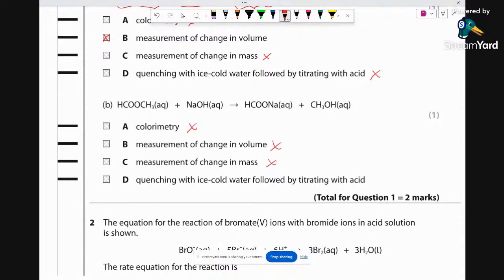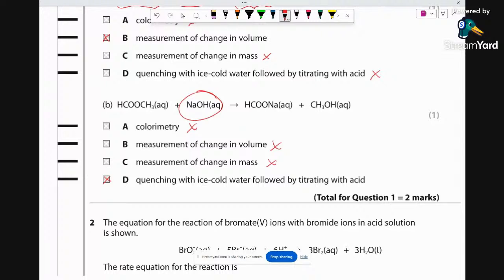Quenching with ice followed by a titration with acid. That one is very reasonable, because there's a base now in the equation. So I could stop this reaction at a given point by cooling it with ice. It'll slow it right down. This is an alkali hydrolysis, and you can slow that down substantially in cold water. So D. They won't give you very good results.